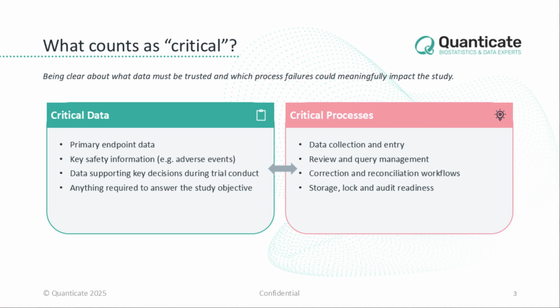Now, for many studies, critical data includes primary endpoint data, key safety information such as adverse events, and any data used to support important decisions during trial conduct. Critical processes then include the workflows that protect that data from collection and entry through to review, correction, and storage.